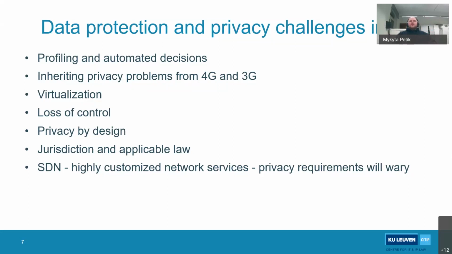Another problem is that 5G, despite the fact that I mentioned it might be the first generation of something very new, inherits privacy problems from 4G and 3G, since a lot of solutions used in 4G and 3G are used in 5G. This is not a brand new technology. We're still using some of the old equipment from the previous generations, and we're also inheriting the loopholes and problems from those older networks. We already talked about virtualization technology, since it provides dynamism and fast speeds and allows us to get massive amounts of data. And that's where we might encounter a problem of loss of control.